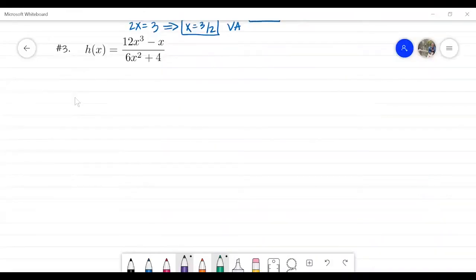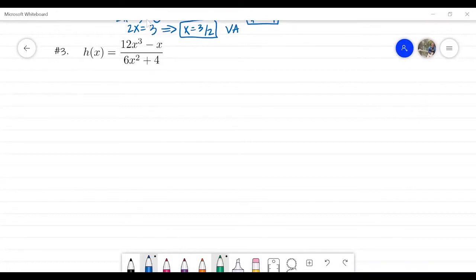So again, same initial setup. Let's take this and set it equal to 0. So you've got 6x squared is negative 4. You've got x squared is negative 4 over 6. And let me reduce that, negative 2/3.